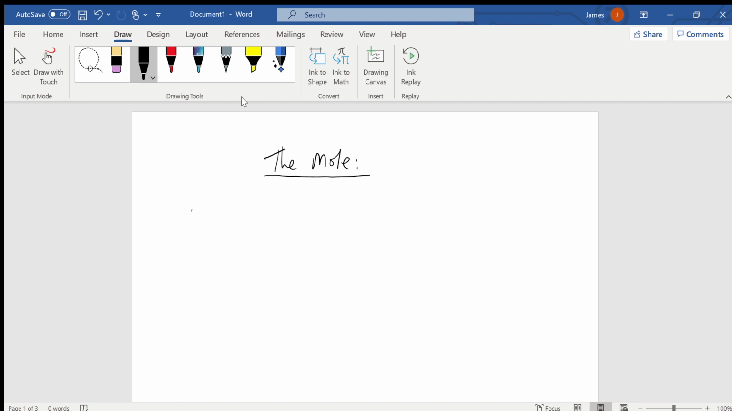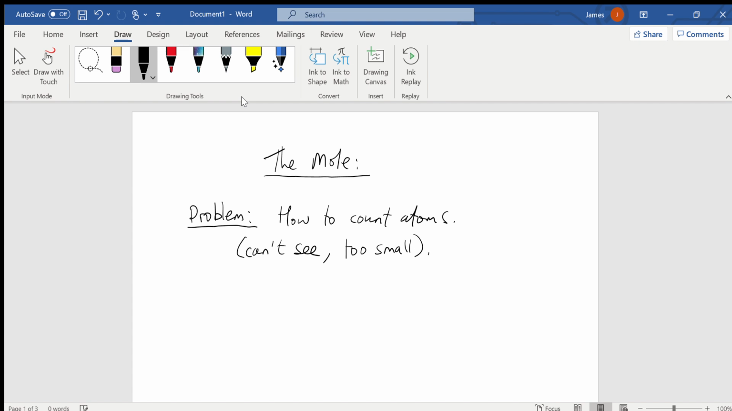Well, first of all, there's a problem. The mole is the solution to a problem, but we can't look at the solution until we know what the problem is. A problem exists in chemistry: how to count atoms. Why is that a problem? It's a problem because we can't see them. Because they're too small. How'd you count them? That's the problem.